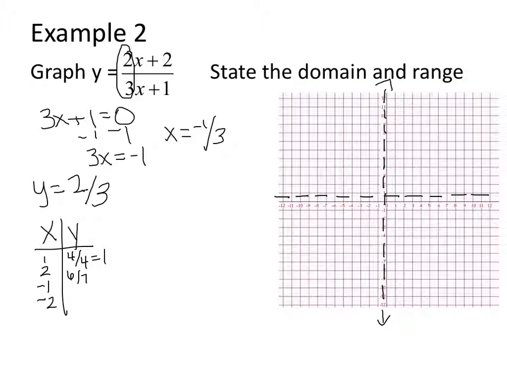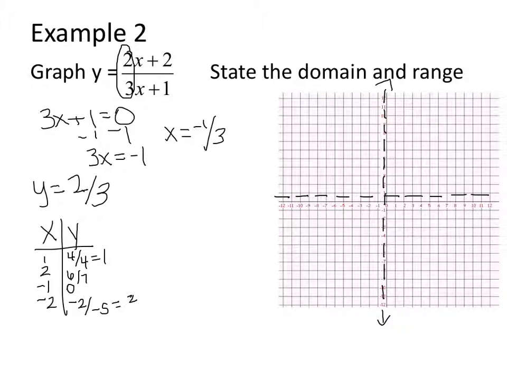And then we do negative 1. 2 times negative 1 is negative 2, plus 2, so that's going to be 0. Then we plug in negative 2. Negative 2 times 2 is negative 4, plus 2, so we have negative 2, over negative 6 plus 1, which is negative 5, so that's positive 2/5.